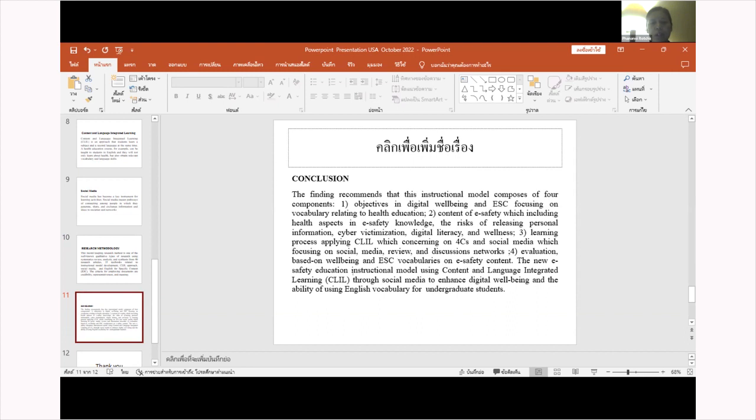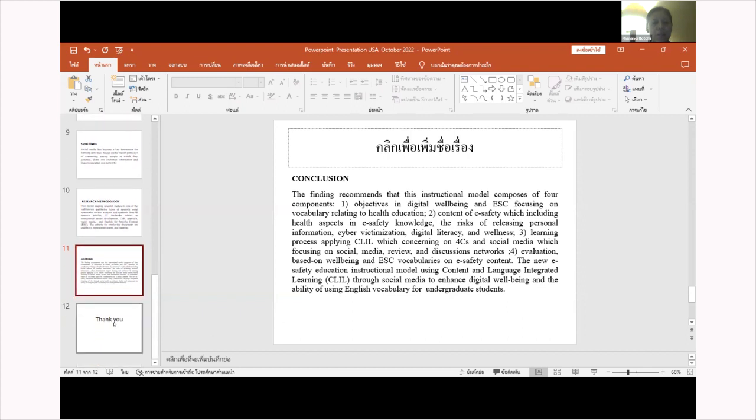The fourth, evaluation based on well-being and ESC vocabularies on e-safety content. The new e-safety education instructional model using content and language integrated learning through social media to enhance digital well-being and the ability of using English vocabulary for undergraduate students.